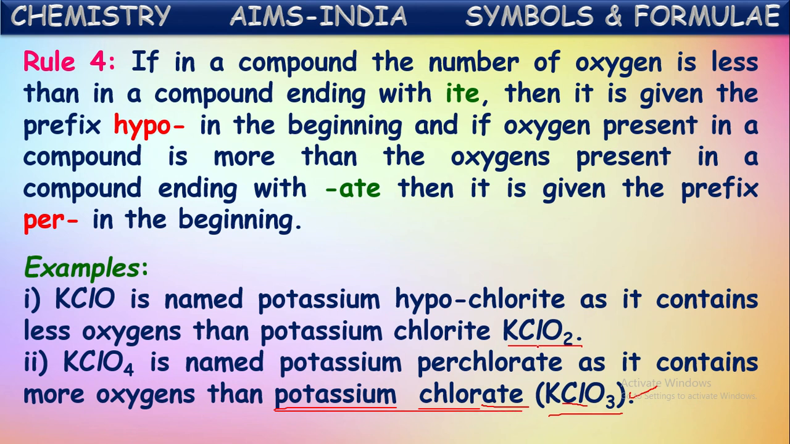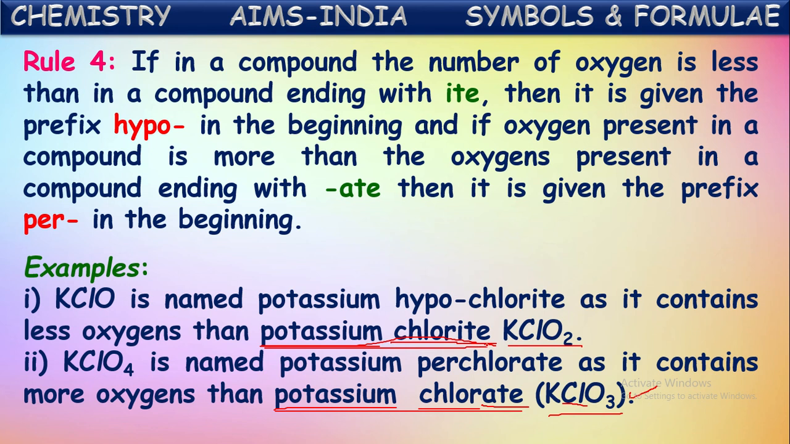And the other compound, KClO2. In this also, first the metallic element's name is written and then the non-metal other than oxygen, that is chlorine. Chlorine's name is written and at the end of chlorine's name, ite is attached. Now it became potassium chlorite. In this way, these two compounds are named.